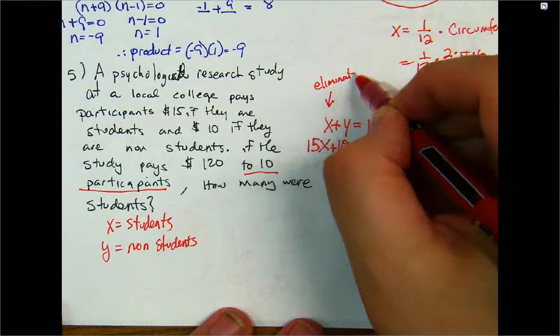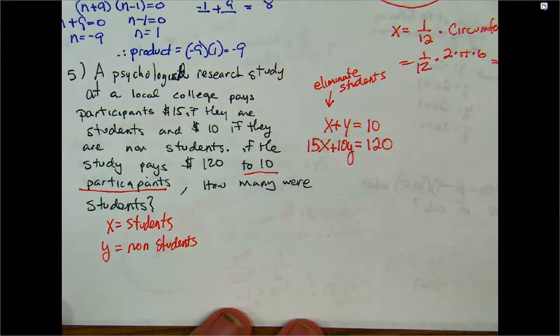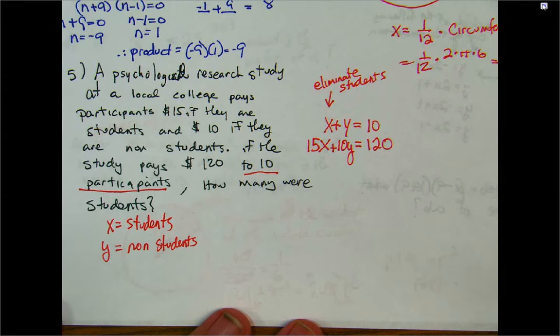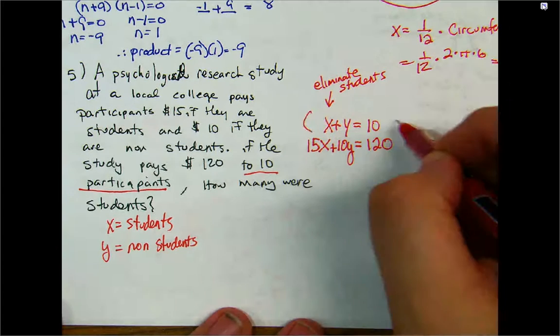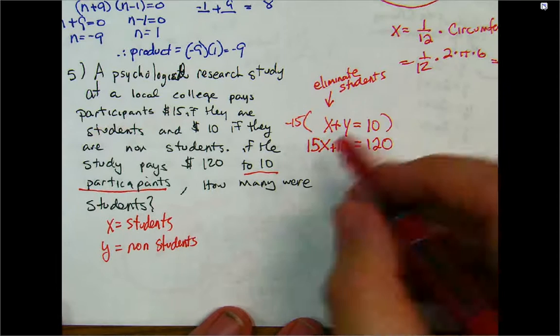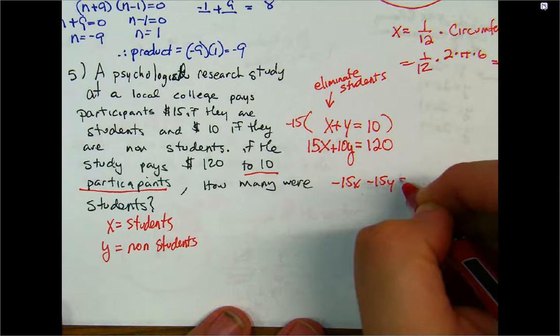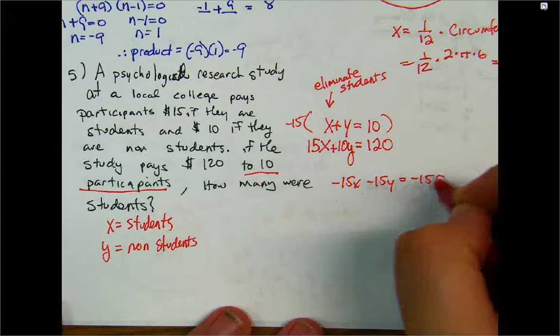Yeah, so I'm going to multiply the top by negative 15. So I'll get negative 15x minus 15y is equal to negative 150. And in the bottom, 15x plus 10y is equal to 120.